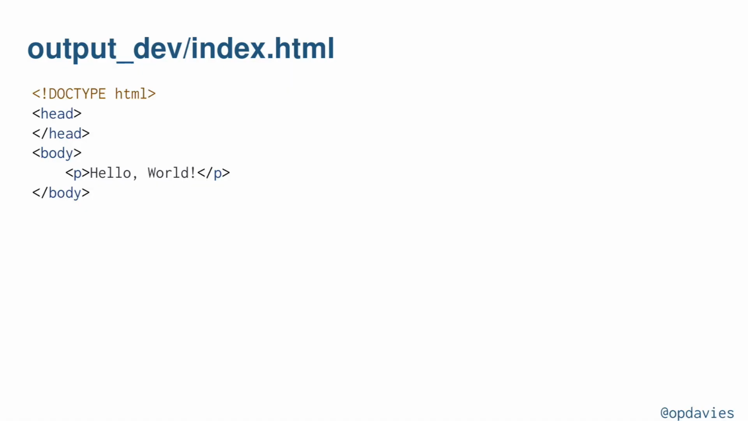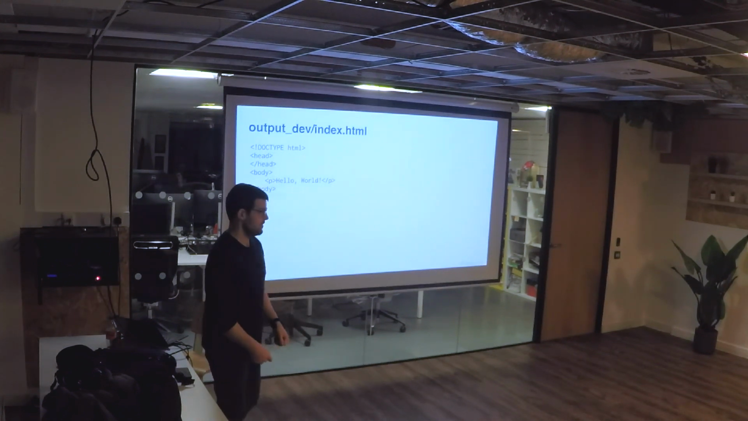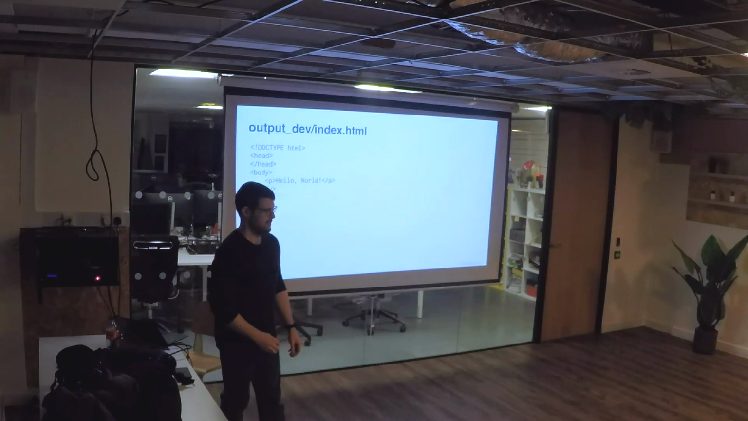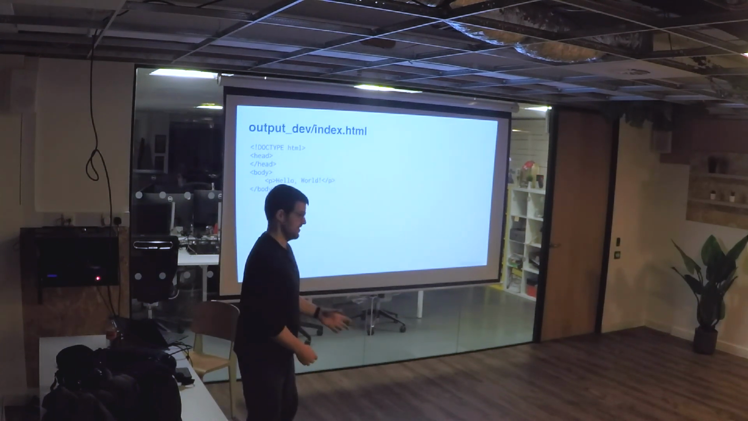And this is what we get at the end. So we run a vendor bin Sculpin generate, takes that Twig, takes that Markdown, and outputs this. A little bit underwhelming in a way, but it's just a static file now at the end.